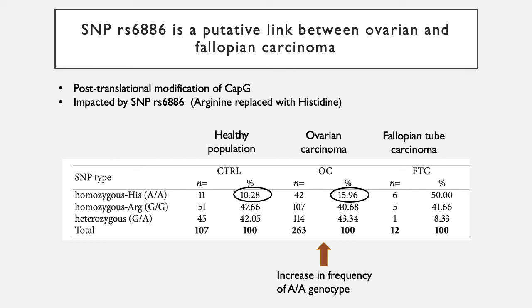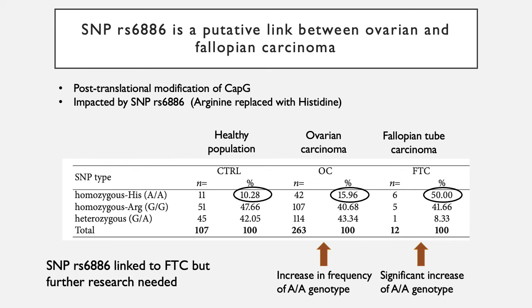However, this was not significant. However, there was a significant difference between the fallopian tube carcinoma group, which had 50% of the population contained this homozygous A genotype compared to the 10% in the control. Therefore, the authors could conclude that SNP RS6886 is linked to fallopian tube carcinoma. However, further research is needed.